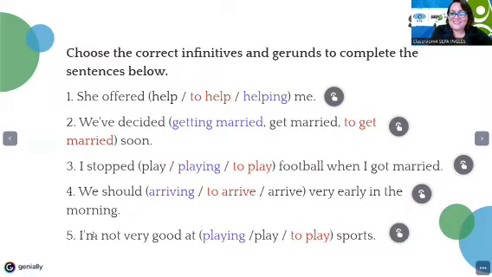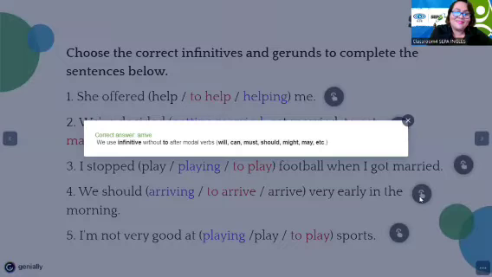Okay, let's continue with number 4. We should, you should, arrive very early in the morning. What is the correct answer? Do you want to see? Okay, let's see. Correct answer: arrive. We use infinitive without to after modal verbs: will, can, must, should, might, may, etc.